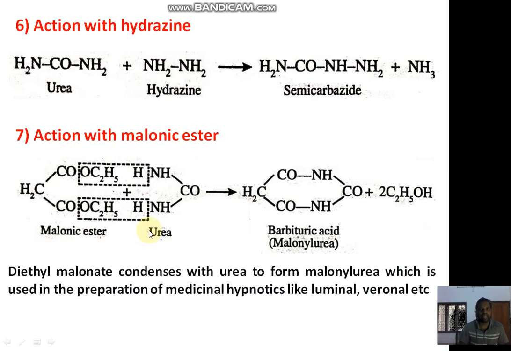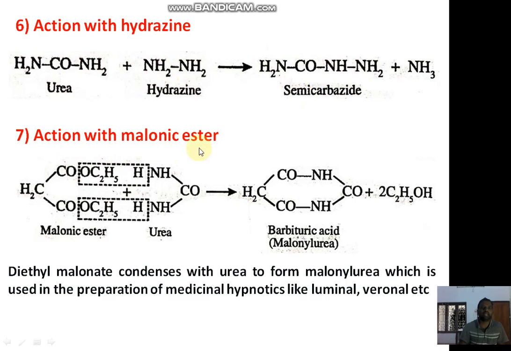Next reaction is action with hydrazine. Urea is reacting with hydrazine, we get semicarbazide. This semicarbazide is another carbonic acid derivative we will discuss in the next section. So this is a method of preparation also. Here we are discussing the reaction of urea with hydrazine, we get semicarbazide, and while we discuss semicarbazide, this is one of the methods of preparation of semicarbazide.